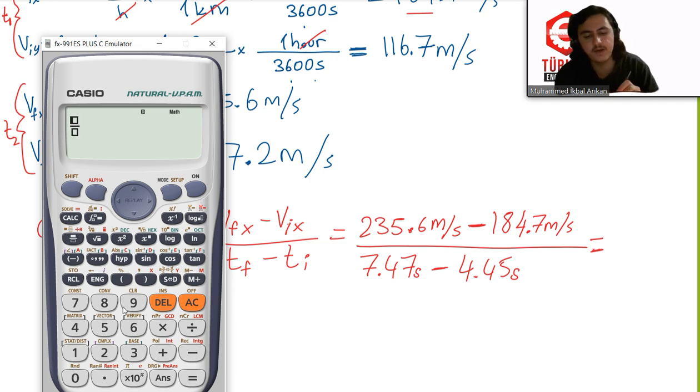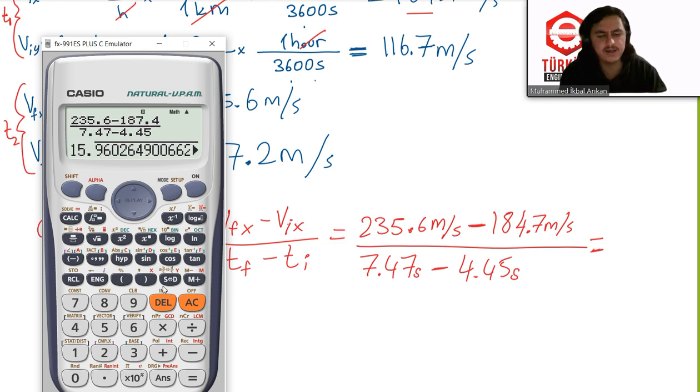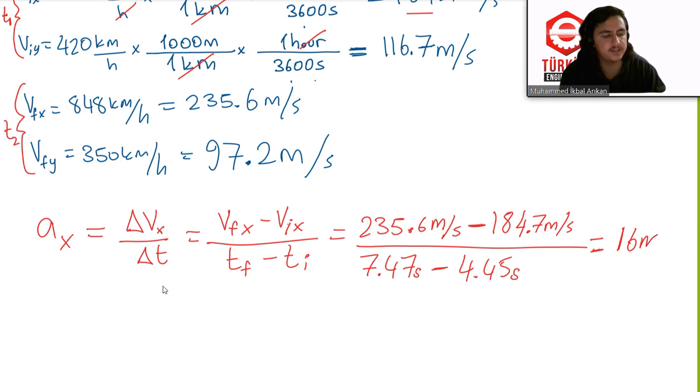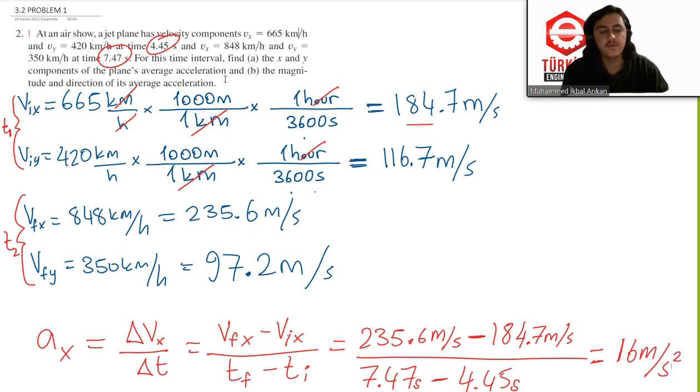Here, let's calculate average acceleration. Just put the point, then 7.47, then 4.45. I will get the acceleration. So it's nearly 16 meter per second squared for the unit. What about the y?